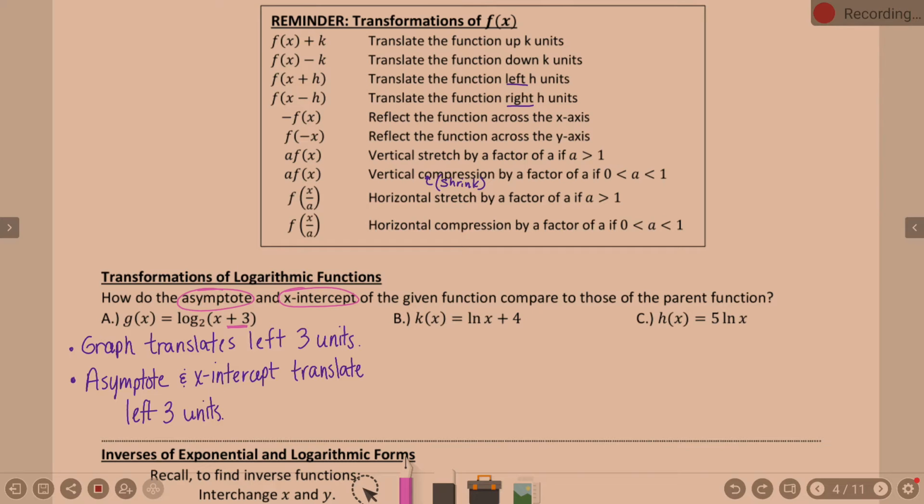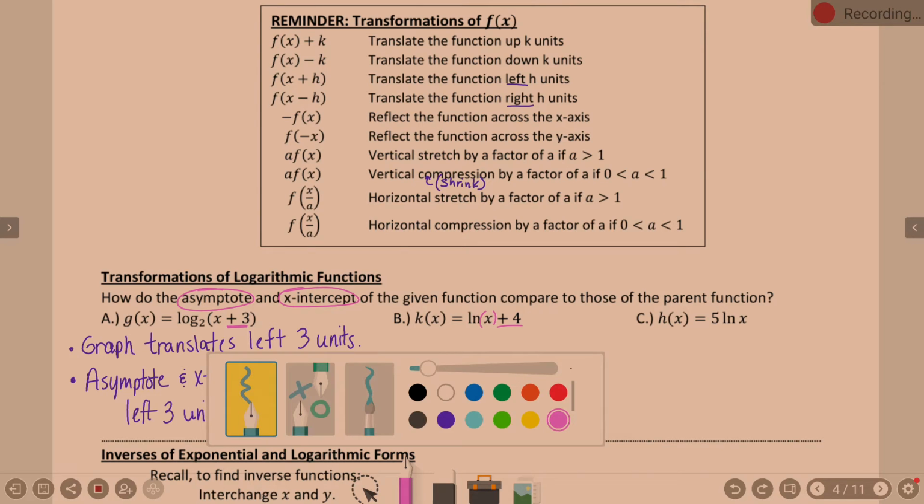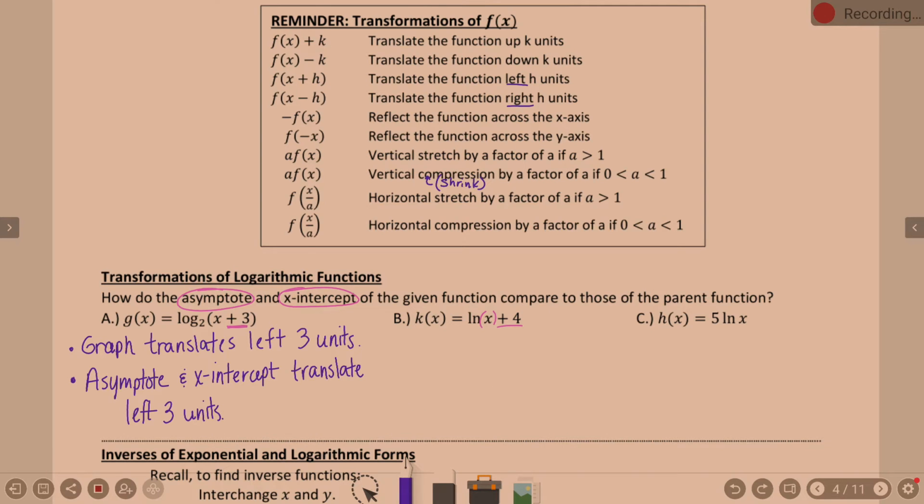Natural log of x plus 4. X is outside of parentheses. There are no parentheses there. If I put parentheses in, the only thing that goes in the parentheses is the x, because otherwise the parentheses would already have to be there. So that plus 4 is doing what to this graph? Moving it right 4 or up 4? It's an up or down 4, so it's going to be an up 4, the direction of the sign.